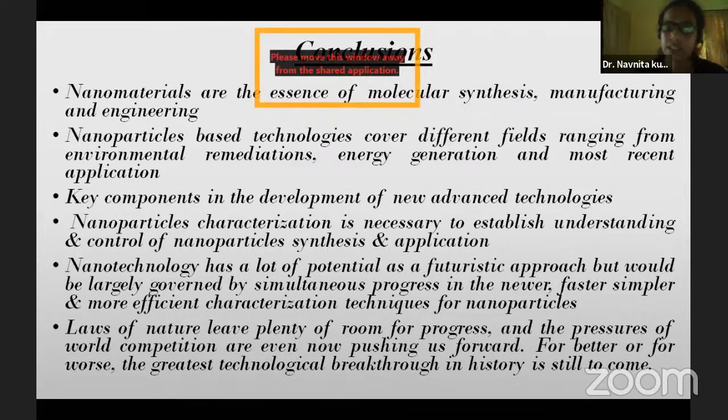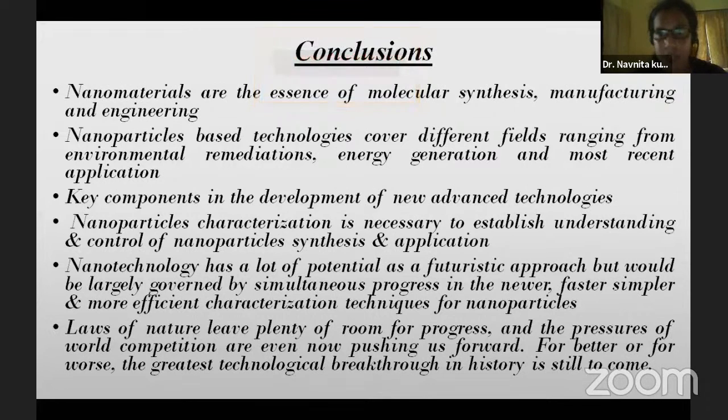Key components in the development of new advanced technology, but for nanoparticles, characterization is essential. And nanotechnology has a lot of potential as a futuristic approach, but it would be largely governed by simultaneous progress in newer, faster, simpler, and more efficient characterization techniques for nanoparticles for formation of the nanotechnology and device application.